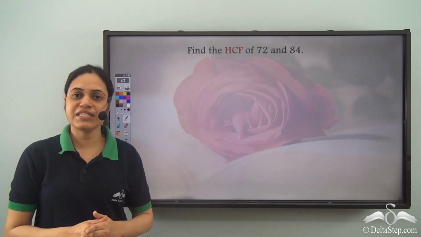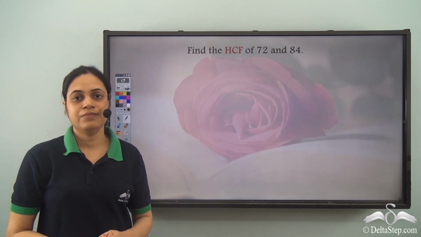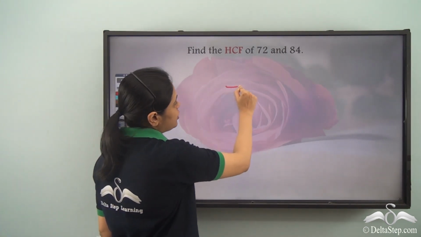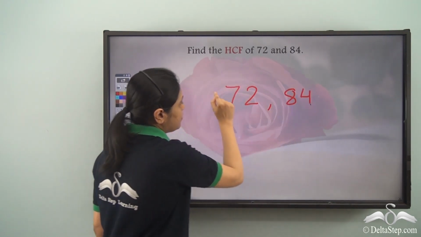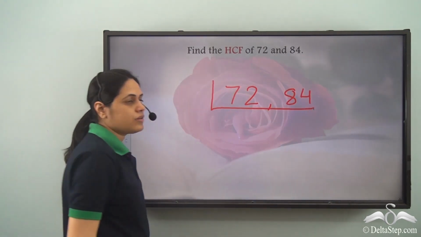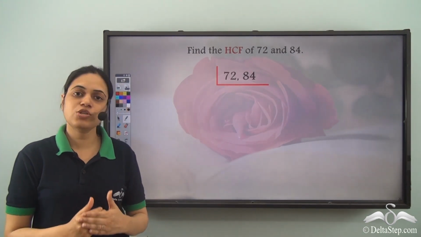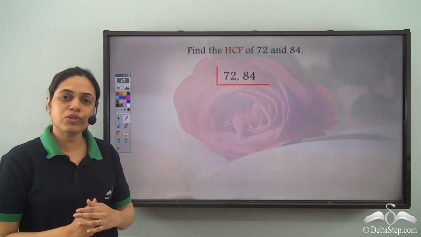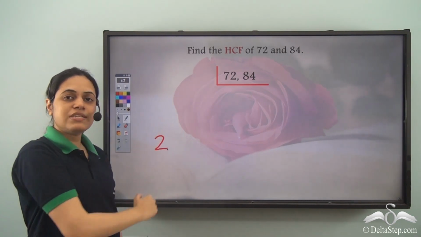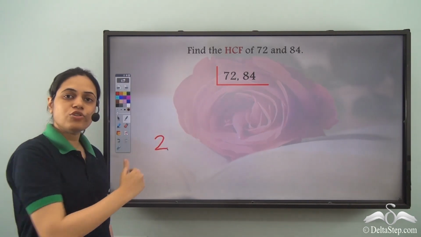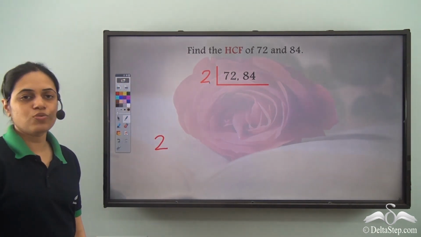Now can you find the HCF of 72 and 84 using this method? So first I need to write 72 and 84. Then I need to check which is the lowest common prime factor of these two numbers. So I start with 2. 72 is divisible by 2. 84 is also divisible by 2. So I divide these by 2.